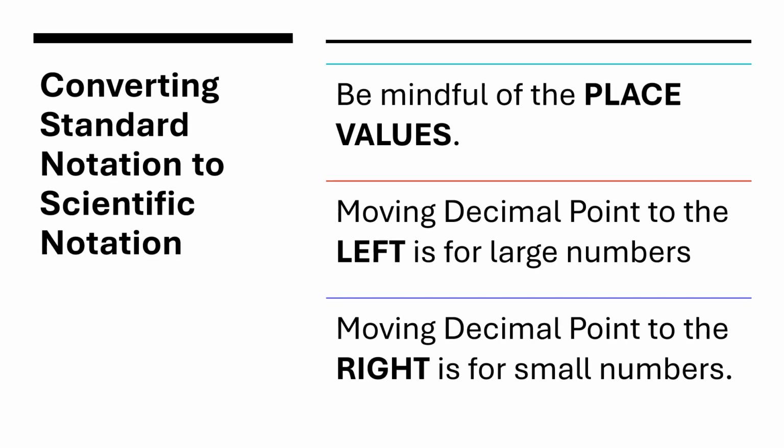Let's have now converting standard notation to scientific notation. Have some tips. The tips are: be mindful of the place value. Moving the decimal point to the left is for large numbers, and moving the decimal point to the right is for small numbers. So we'll have now some examples on the next slides.